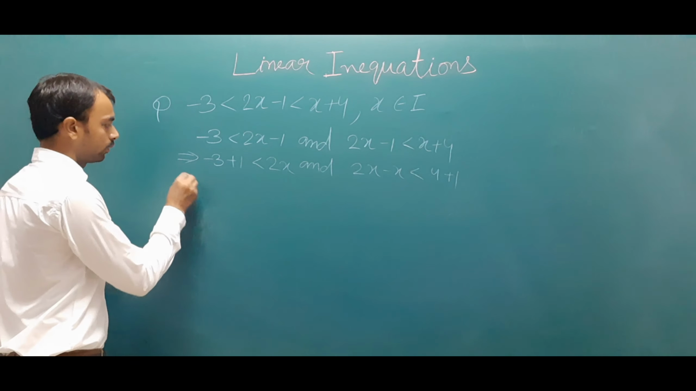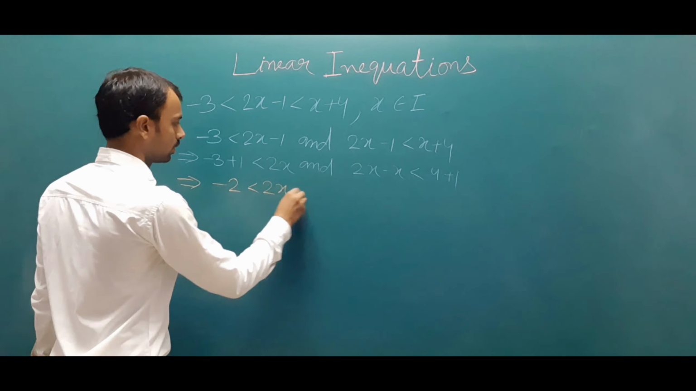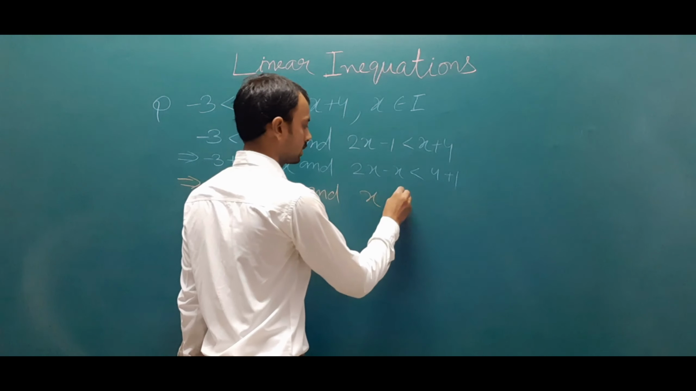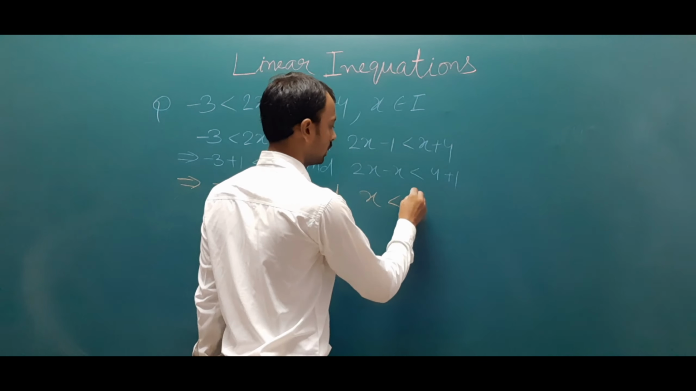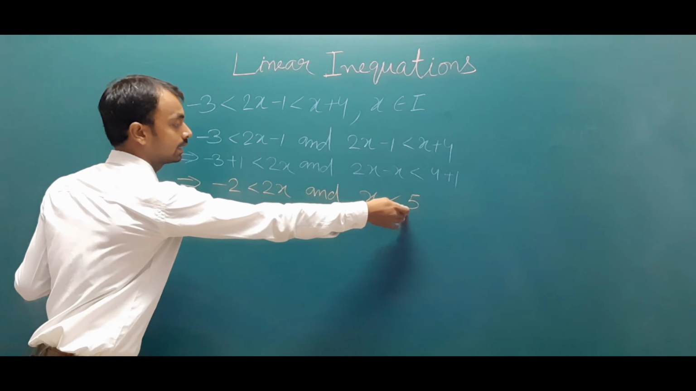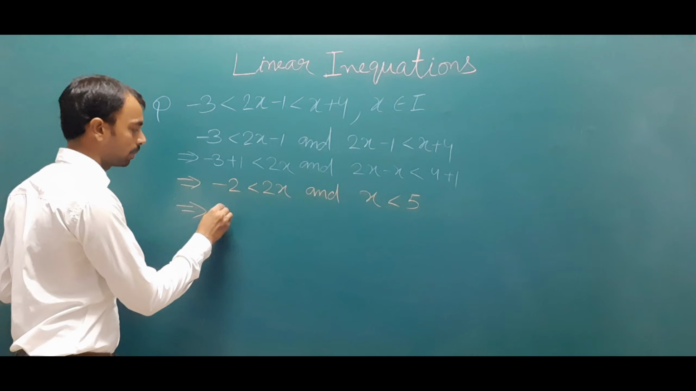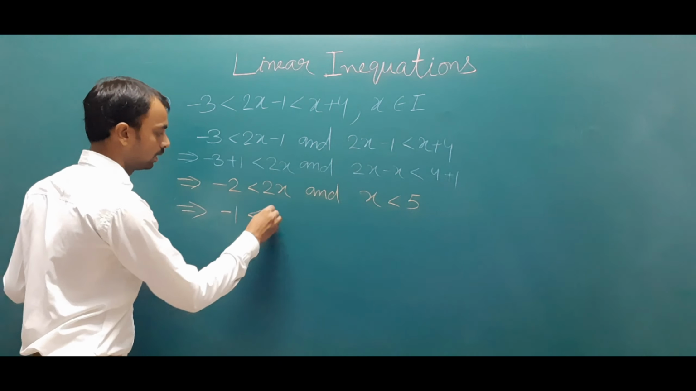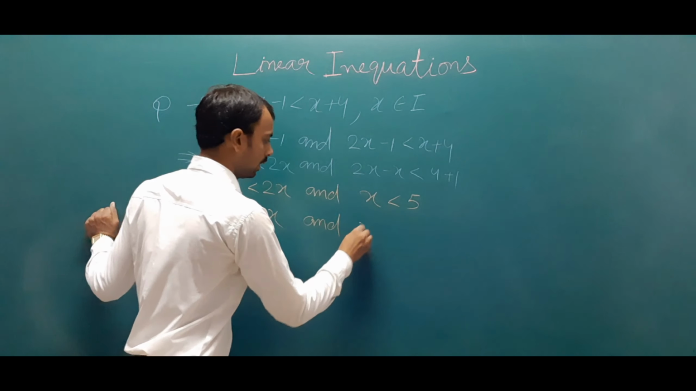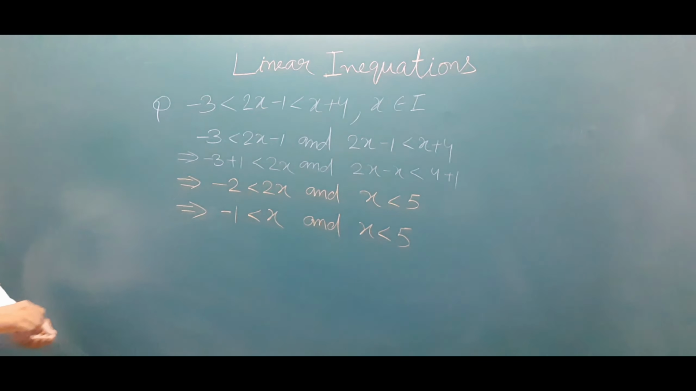So what we will get over here is minus 2 is less than 2x, and 2x minus x is x, and 4 plus 1 is 5. So we have got a value, that is x is less than 5, and the other value is minus 2 divided by 2, which gives us minus 1 is less than x, and x is less than 5. So we have got a range over here.